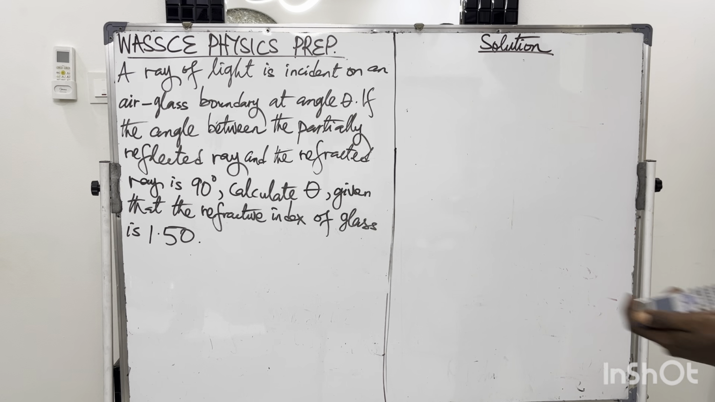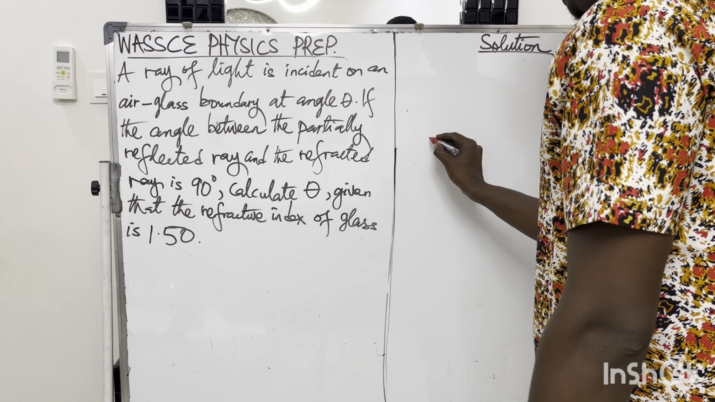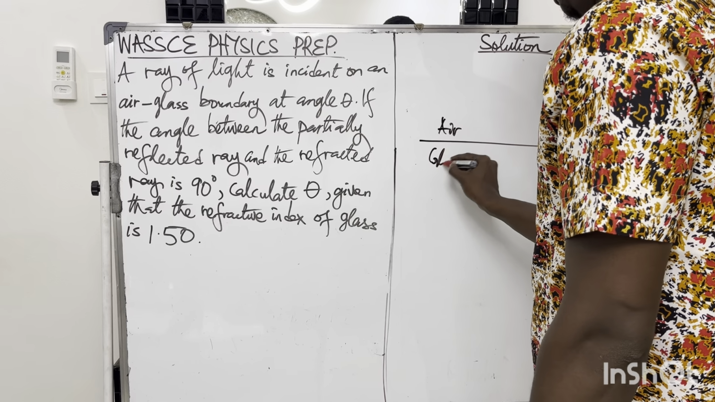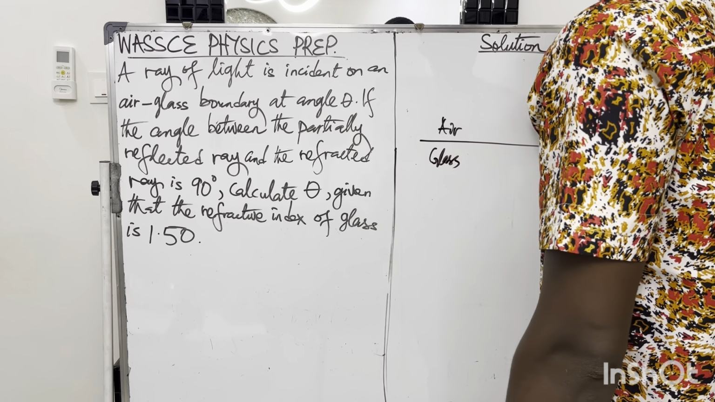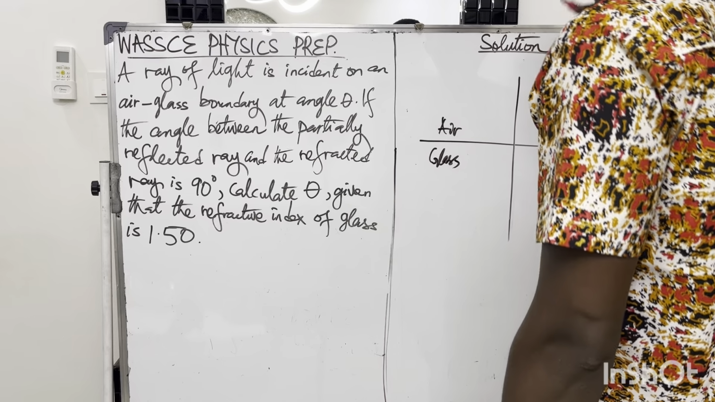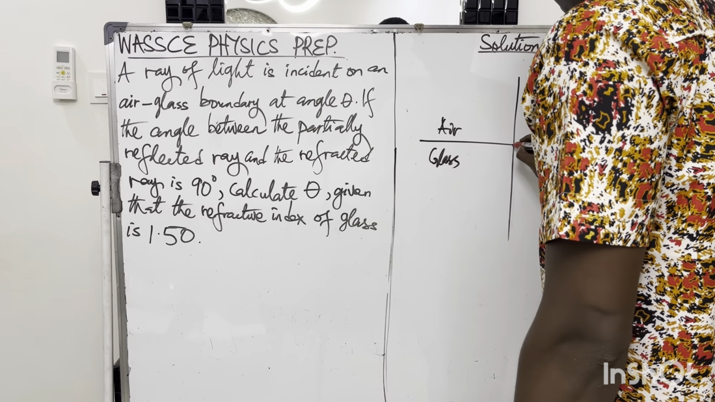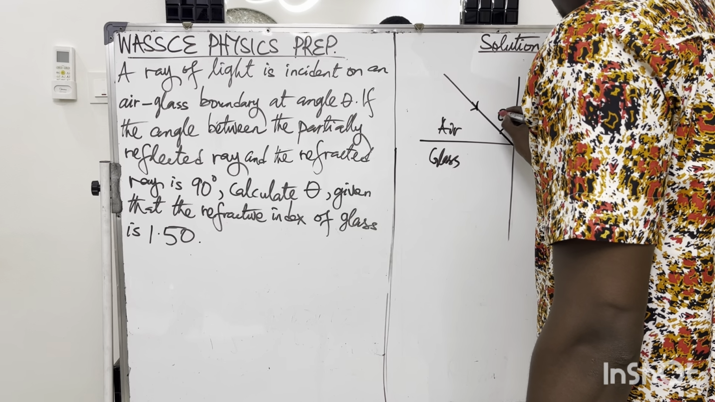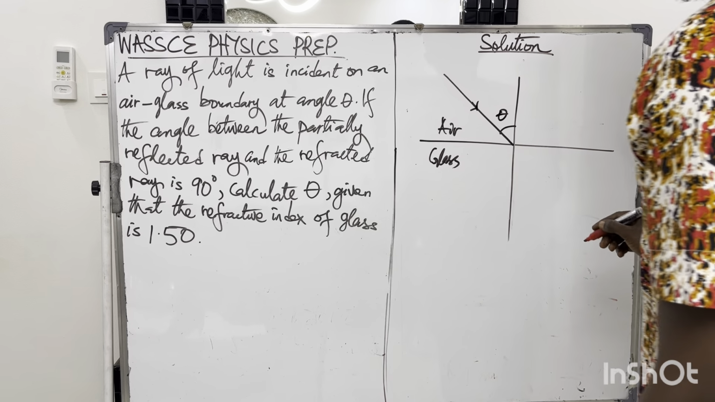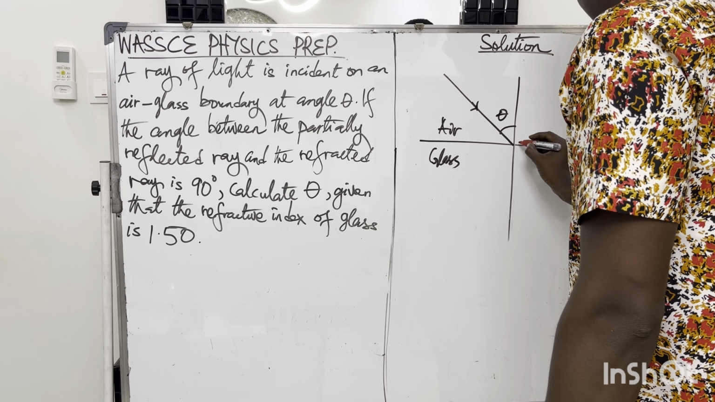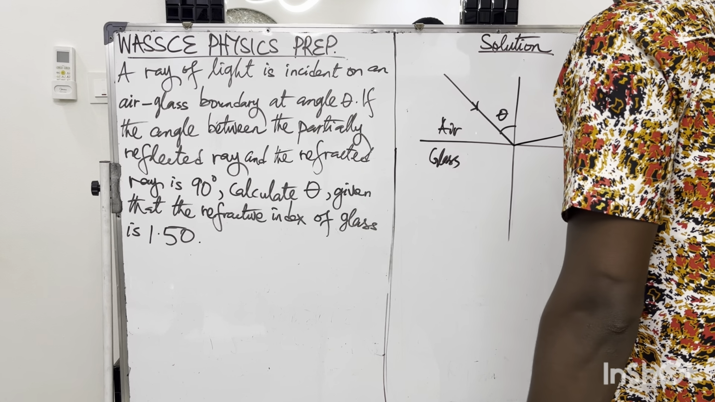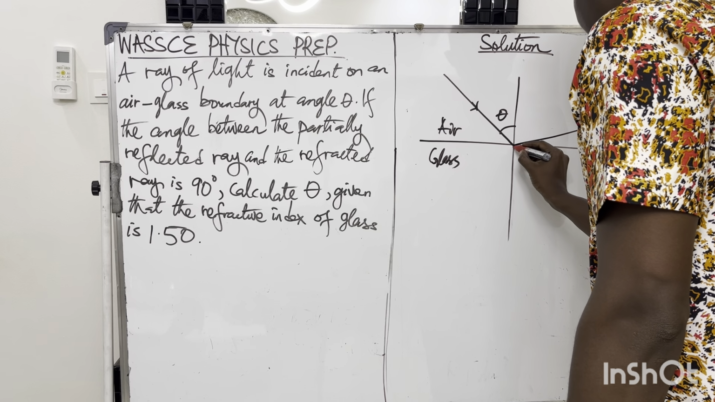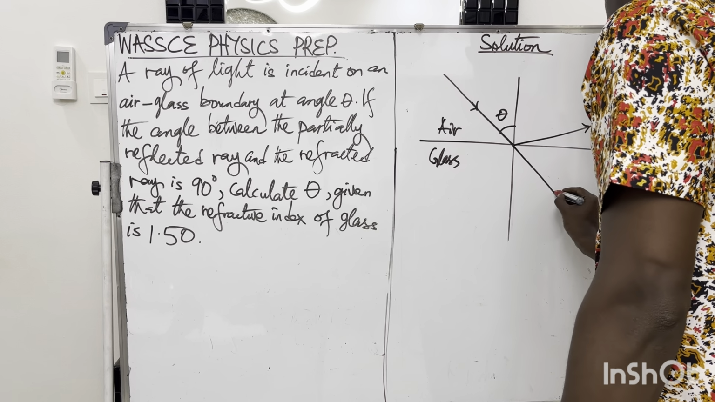Okay, I think starting with a diagram would help us. Let's say this is the boundary, air, glass. Okay, so this is the normal. The incident ray comes this way at an angle theta, while the partially reflected ray goes this way. This is the partially reflected ray, and the refracted ray, let's say, comes like this.